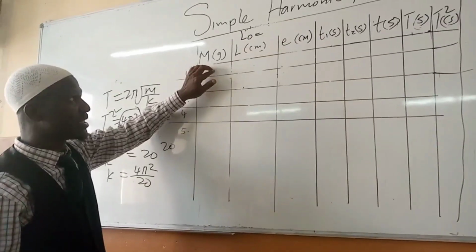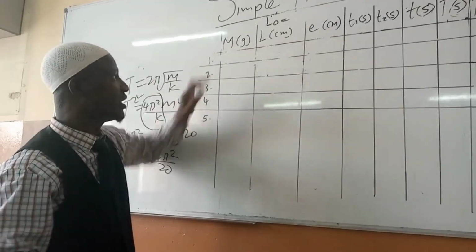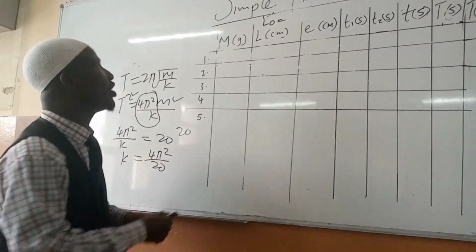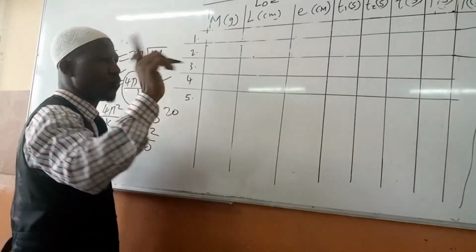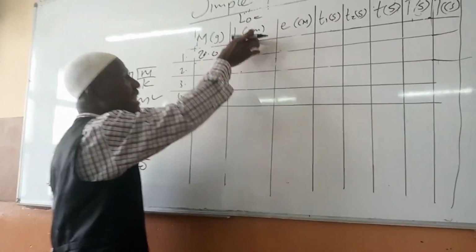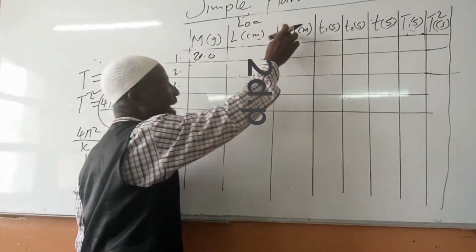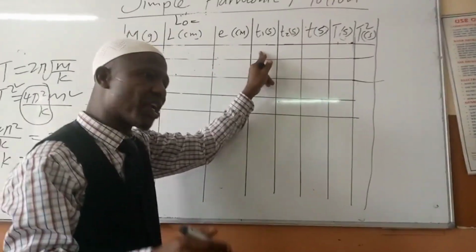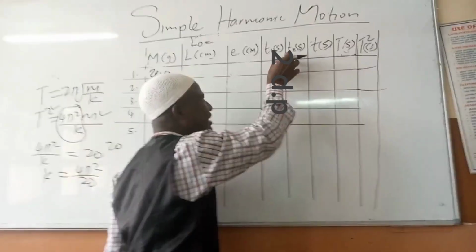The values of the mass will be given to you. It may be 20, 30, 40, or 50, 60, 70, and so on. The value given to you, when you write it on the table, must be in at least one decimal place. So if it is 20, you write 20.0. Then the length, since you are the one measuring it, must be in at least 2 decimal places. The extension also must be in at least 2 decimal places. Time, since you are the one measuring it, at least 2. The columns t1 and t2, 2 decimal places.